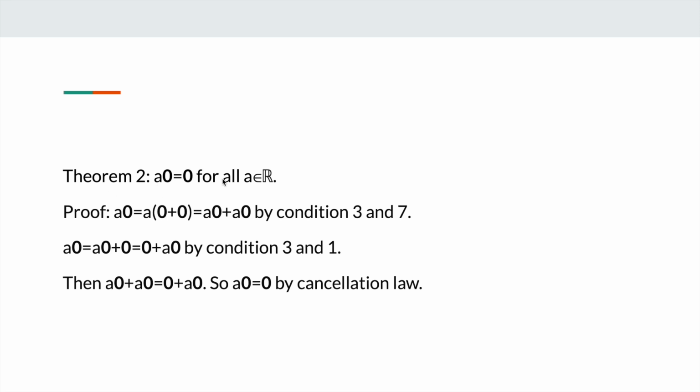Theorem 2. For all real numbers a, a times the zero vector is the zero vector. Proof: a0 equals a bracket 0 plus 0, equals a0 plus a0 by condition 3 and 7. a0 equals a0 plus 0 equals 0 plus a0 by condition 3 and condition 1. So now we have these two equations, and we have a0 plus a0 is equal to 0 plus a0 here. So by cancellation law, we have a0 is equal to the zero vector.